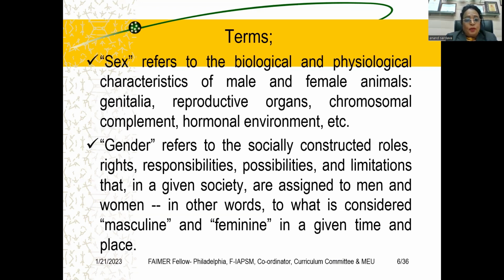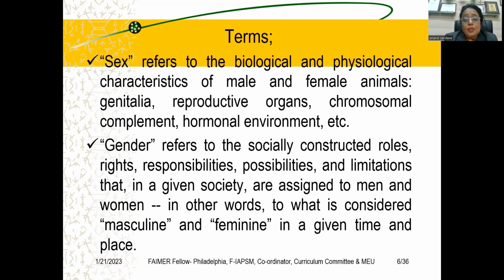Just for review, what is sex? Sex refers to the biological characteristics of male and female, predominantly genitalia, reproductive organs, chromosomal complement, and hormonal environment. It is given by God that because the reproductive organs are different, only that should be the difference. Why do other differences come up?